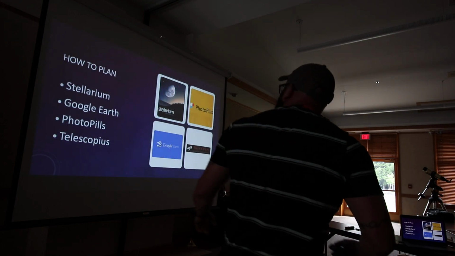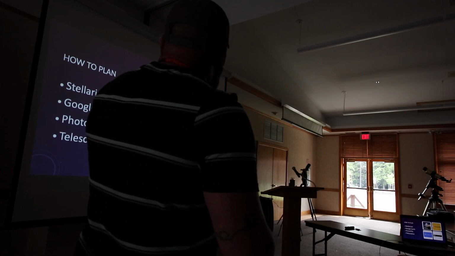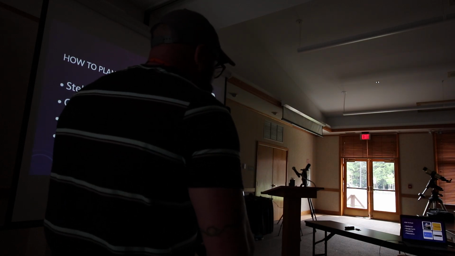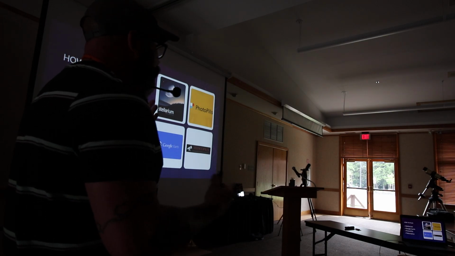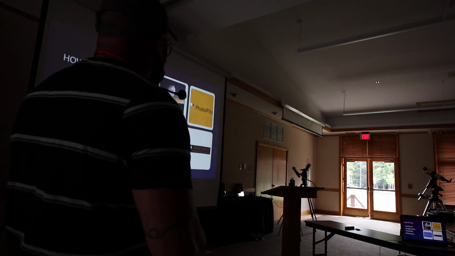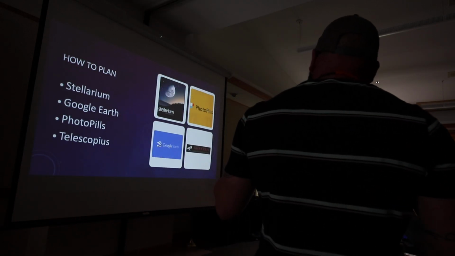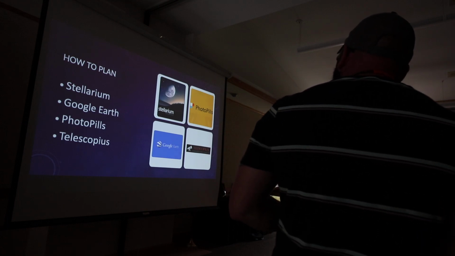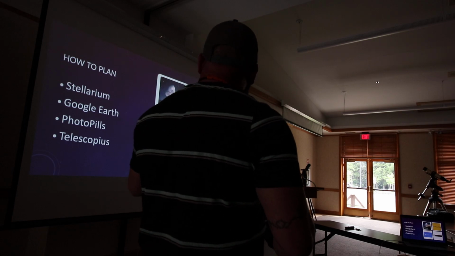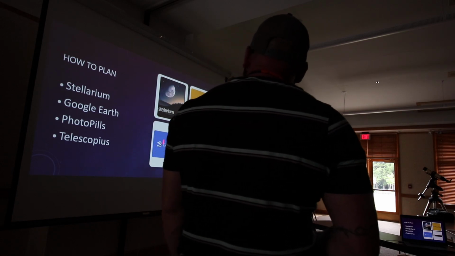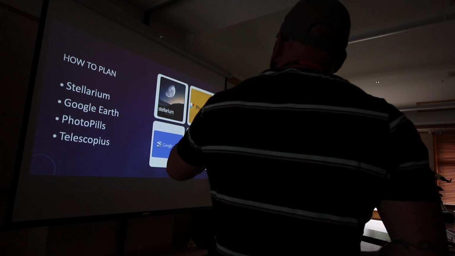So I'm going to primarily be talking about using Stellarium, PhotoPills, and Google Earth. Now look, this is my planning process. There might be somebody in here who watches my planning process and thinks, that's the dumbest planning process in the world. Well, maybe you can give me some tips after this class. But this is what I use. From time to time I'll use Telescopius also just for framing, but mostly I'm using Google Earth, Stellarium, and PhotoPills, and those are the programs I'm going to talk about today.